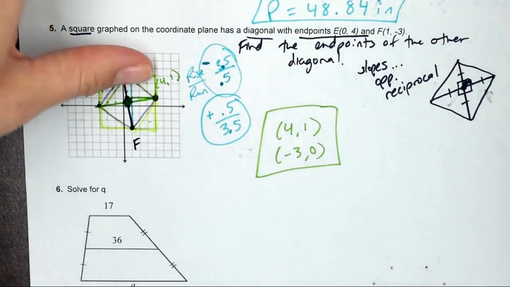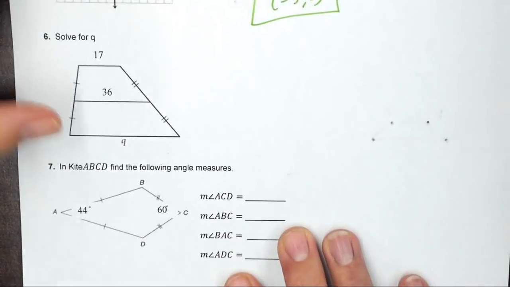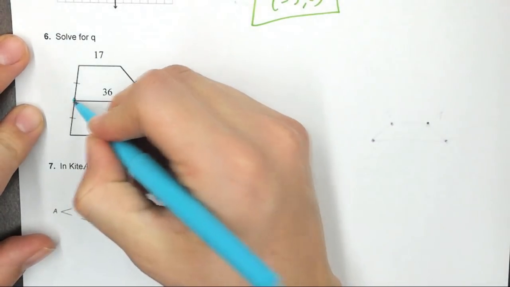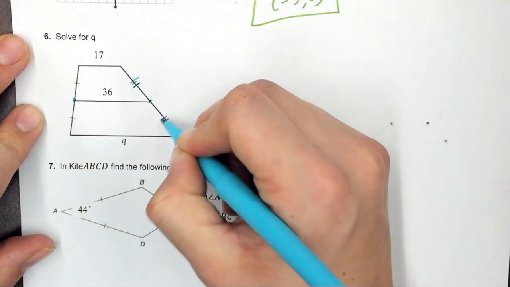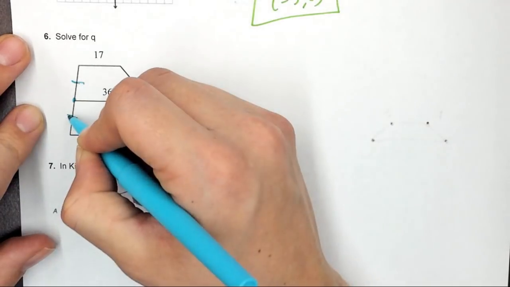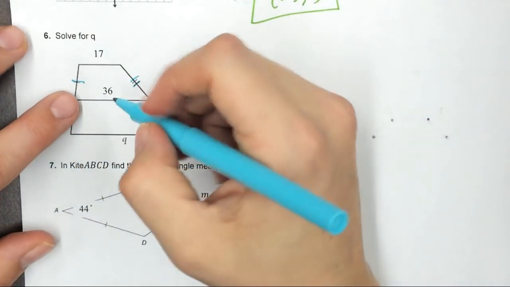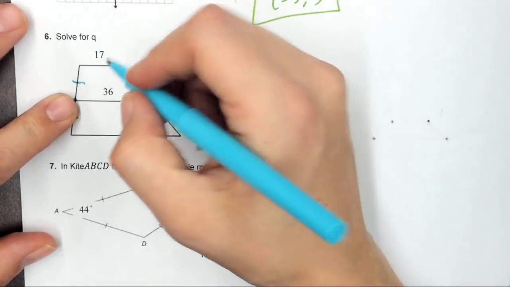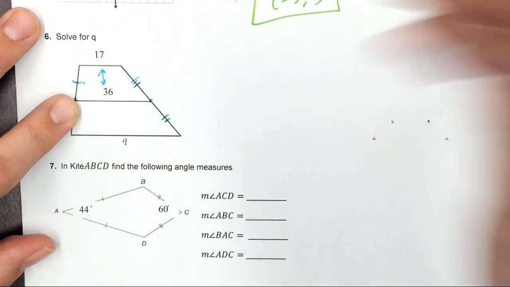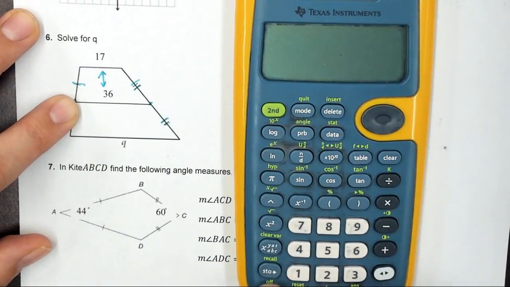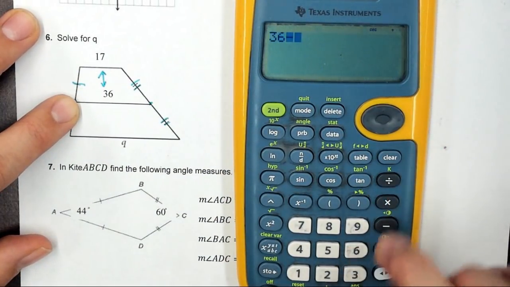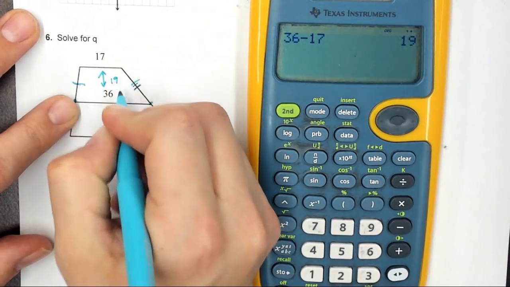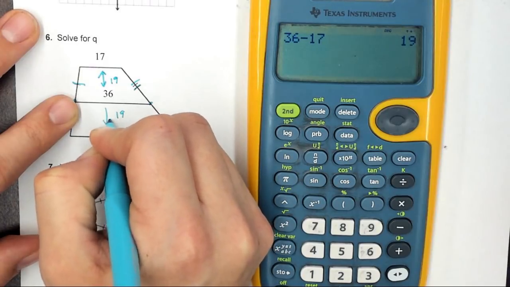Alright, rolling on to number 6. Okay, so again, you've got a trapezoid. You've got some midpoints here based on the markings that they give you. I know I can use that formula we talked about in number 1, or you can just use a little logic. What's the distance between 36 and 17? Because we don't like to use our brains all the time, we'll just use a calculator. The difference is 19. So I'm just going to add 19 to 36 to get Q.